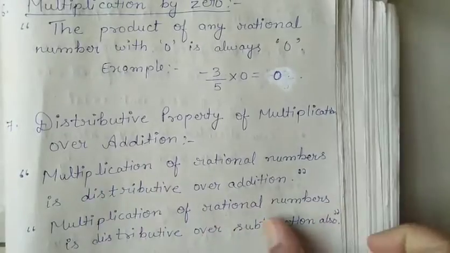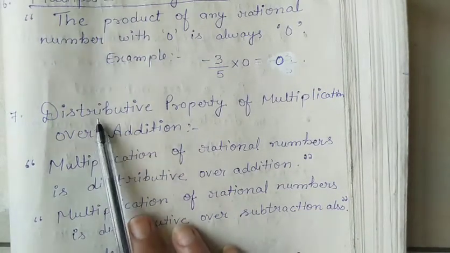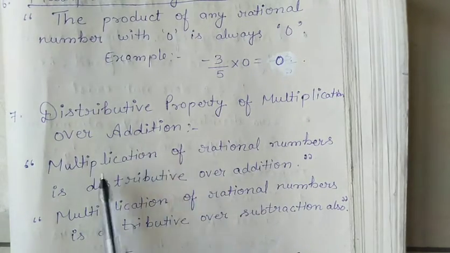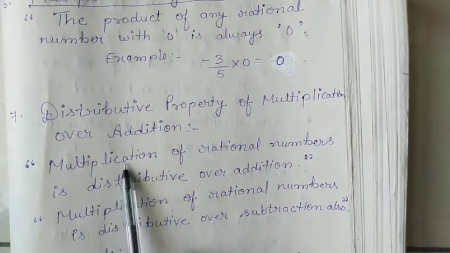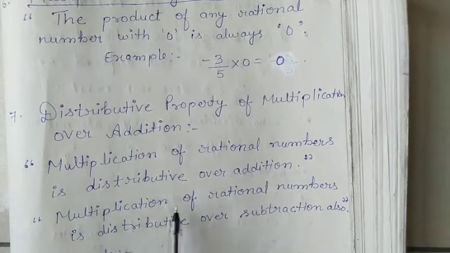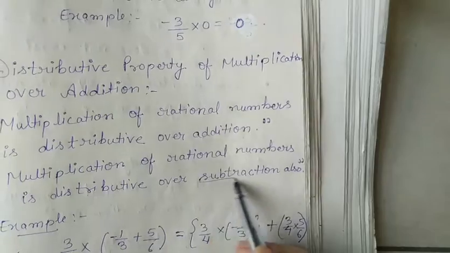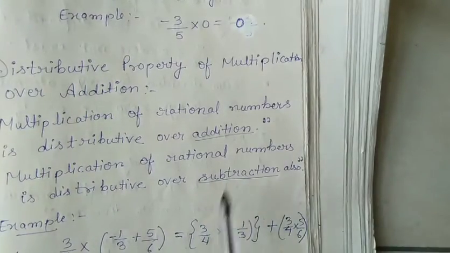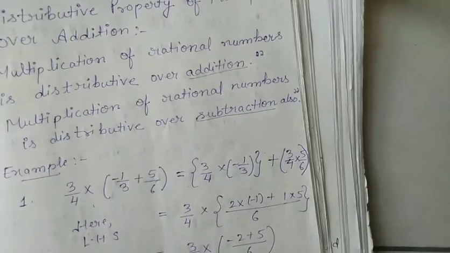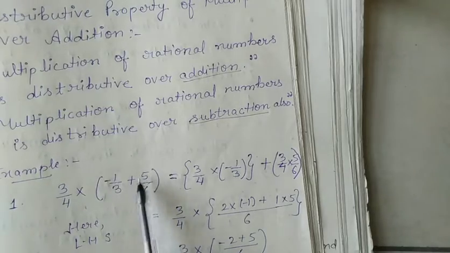Then our seventh property is very important, and the name of this property is distributive property of multiplication over addition. In this property, multiplication of rational numbers is distributive over addition. Multiplication of rational numbers is distributive over subtraction also. This property is used on addition and subtraction both. Is that clear? For example, 3 by 4 is multiplied by minus 5 by 3 plus 5 by 6.